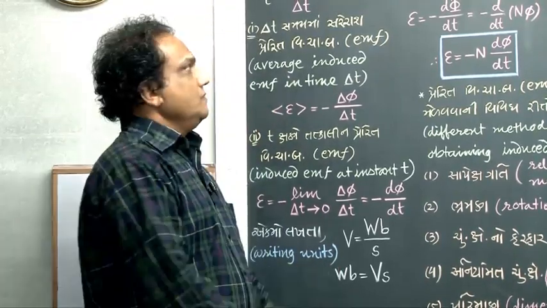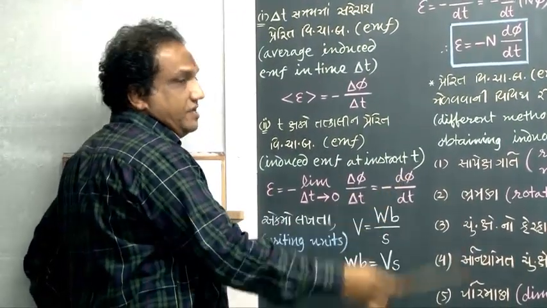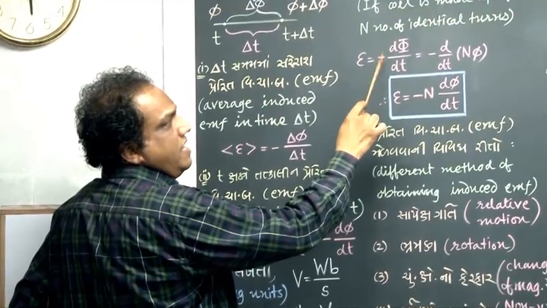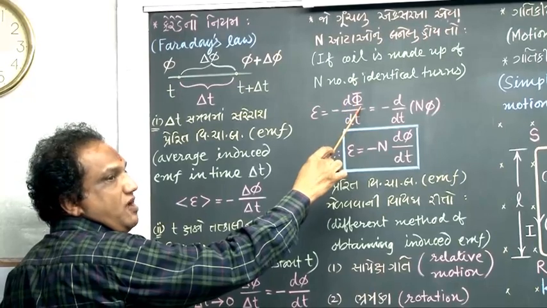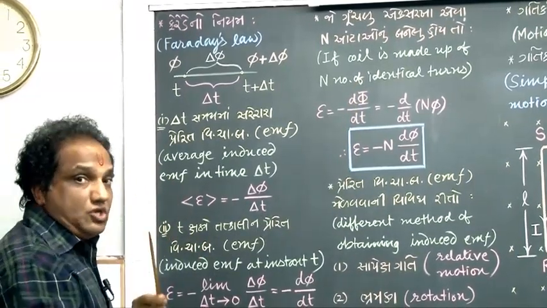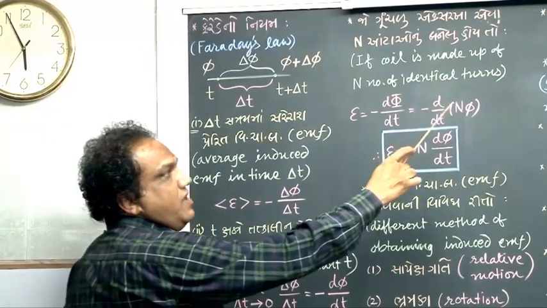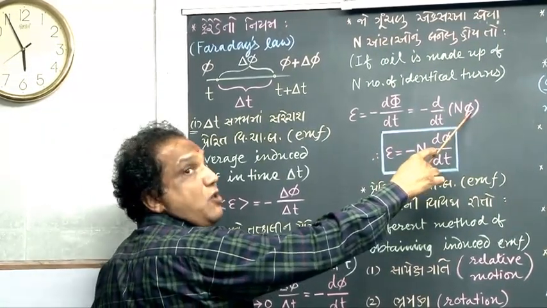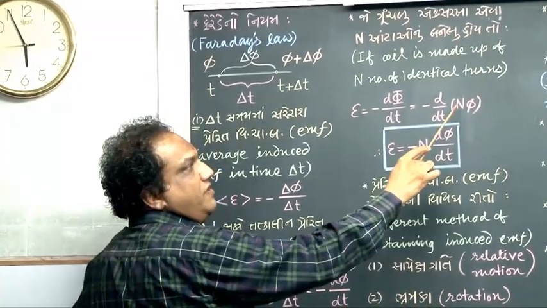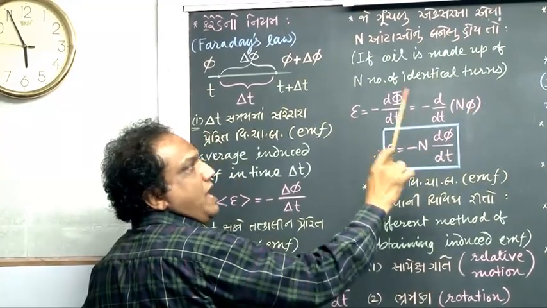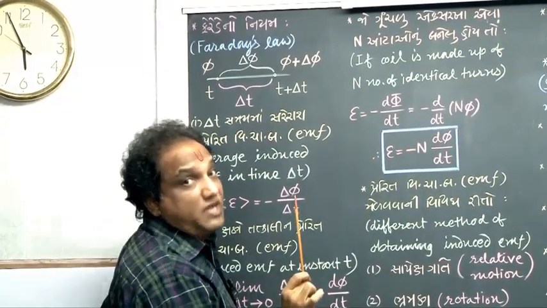How? I am showing you. Mathematically we can write E equals minus d phi by dt. But instead of small phi, I have written here capital phi, which is nothing but the total magnetic flux linked with a coil having n number of turns. With one turn, if the magnetic flux linked is small phi, then with n turns it will be multiplied by n. So now it is n into small phi. Capital phi equals n into small phi, where n is the total number of turns.